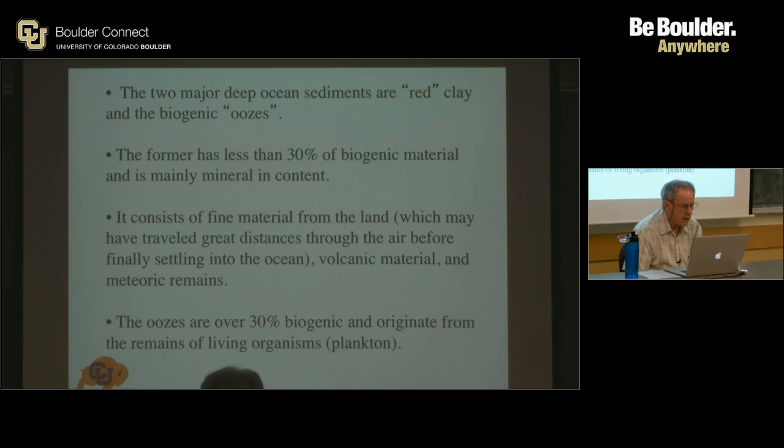And so the red clay has a lot of stuff from the land, and a lot of it is carried by the air and then dropped. Some of it has entered into the ocean. There's volcanic material and meteors if they fall in the ocean. The oozes are more than 30% biogenic. They're mostly stuff from the dead animals.